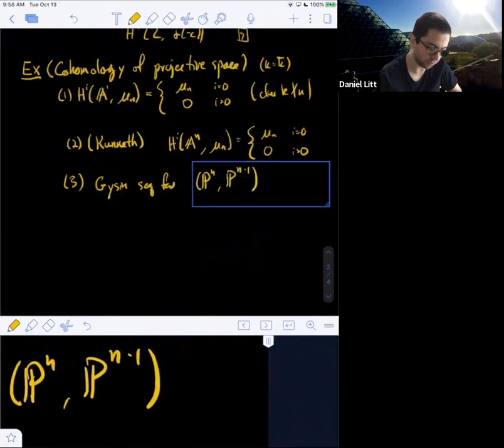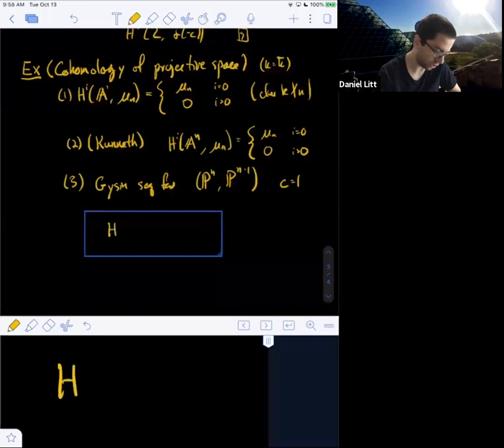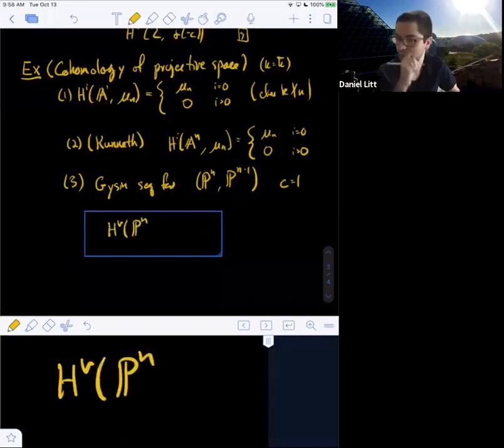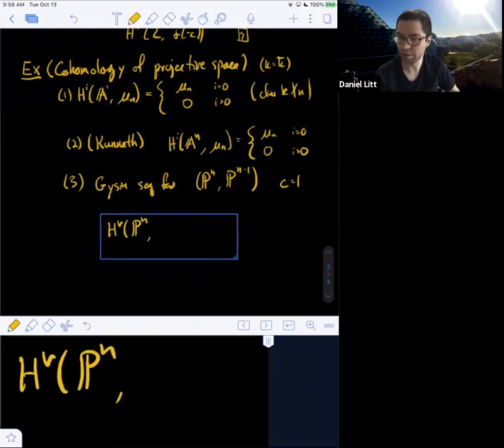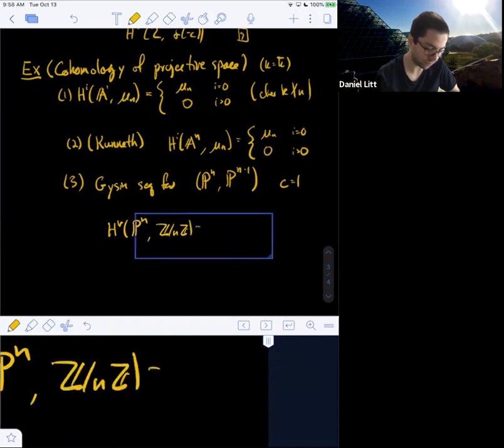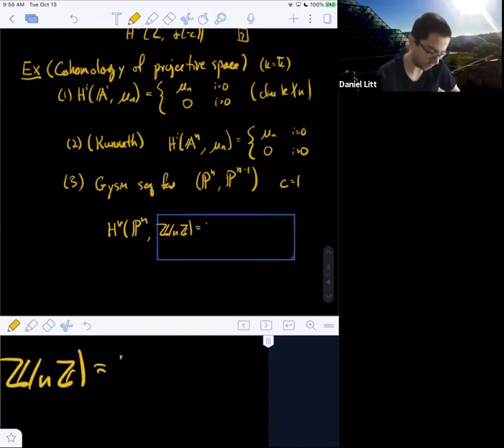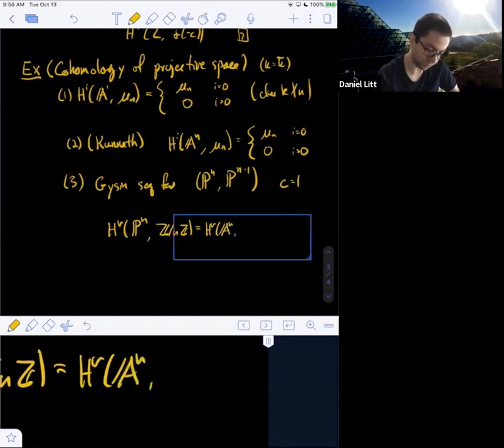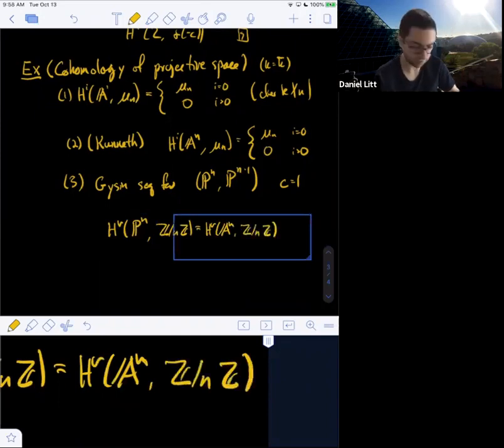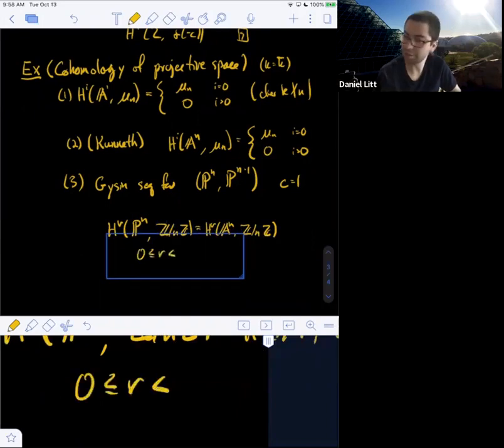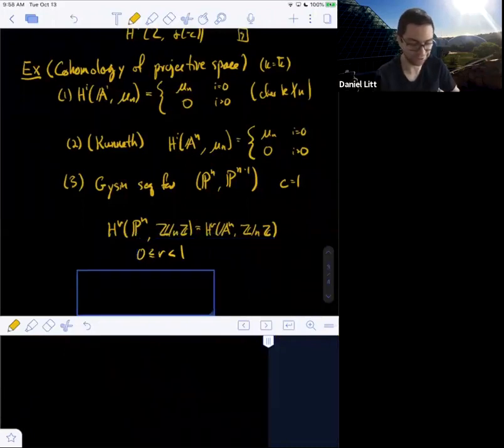So here c is 1, right? The codimension is 1. So we get that H r of P n with coefficients, say, in Z mod n Z, is equal to H r of affine space with coefficients in Z mod n Z for 0 less than or equal to r less than 2c minus 1, which is just 1. So that's for r equals 0. Okay, great. That wasn't so bad.